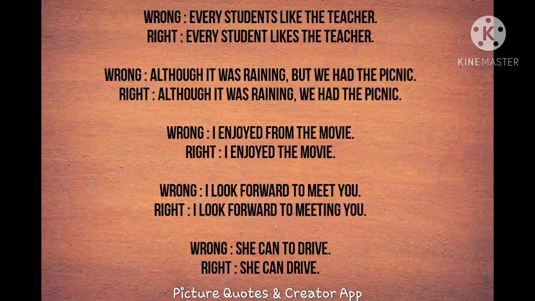Look at the next sentence. Although it was raining, but we had the picnic. So although and but, we cannot use both conjunctions here. Here although and but are conjunctions. There is no need of two conjunctions in this sentence. Look at the correct sentence. Although it was raining, we had the picnic. So it gives the complete meaning. There is no need of but in that sentence because we have used although in the beginning itself.